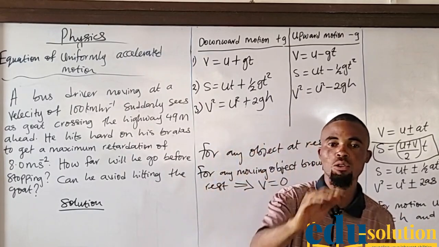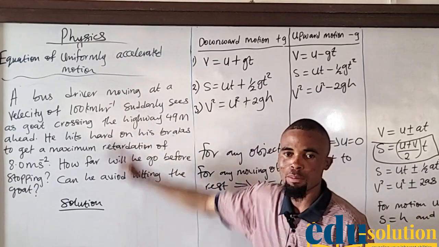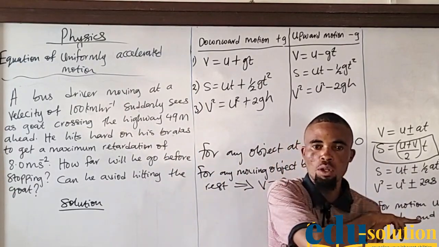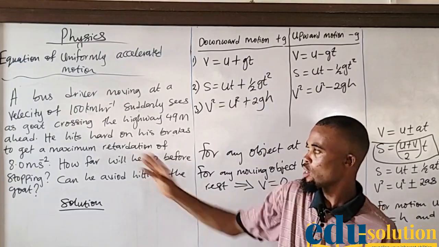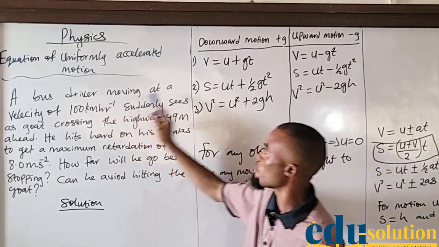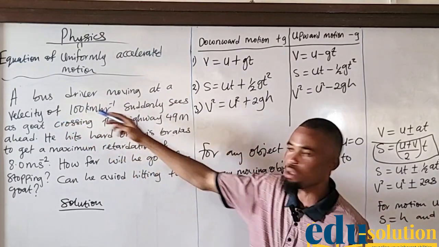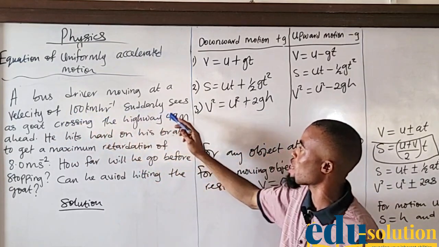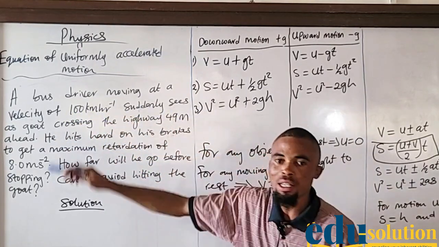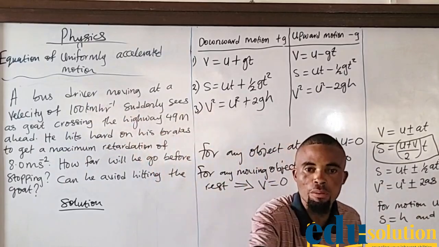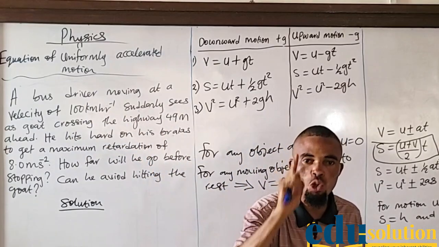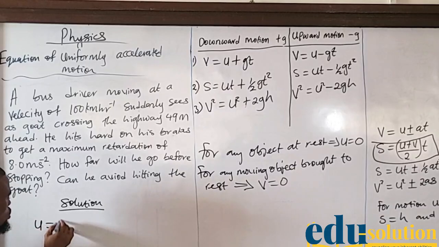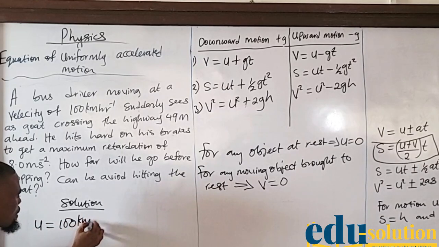So the first thing you're going to do, if you have any question, is bring out the parameters. From what you're having, you will relate it to what you already know, and it will tell you the formula we're going to use. So let's check it out. We have a bus driver moving at a velocity of 100 km/h. This is the velocity with which it was moving. So that means that velocity is what? U, initial velocity. So I'll have that u is equal to 100 km/h.